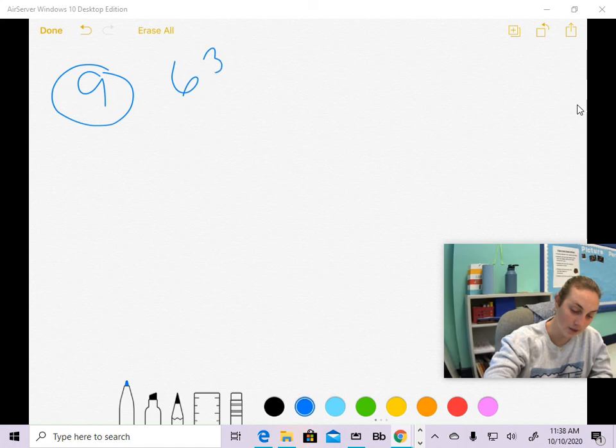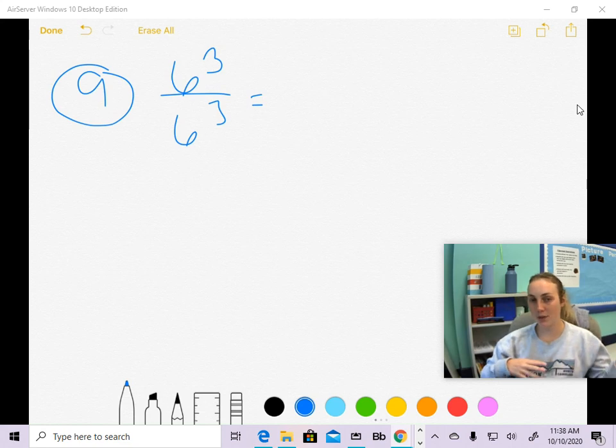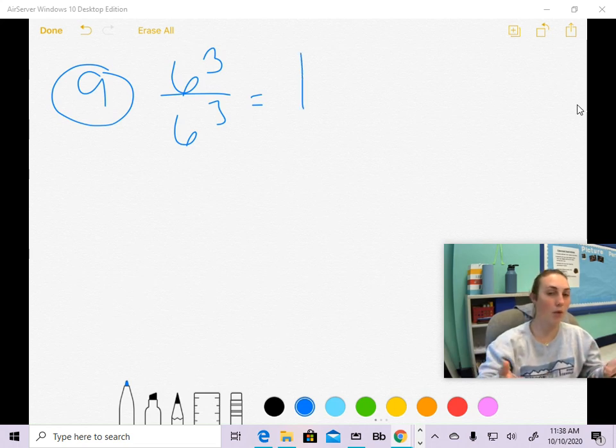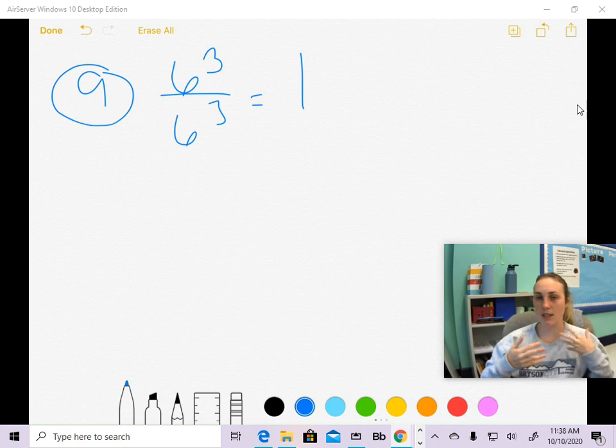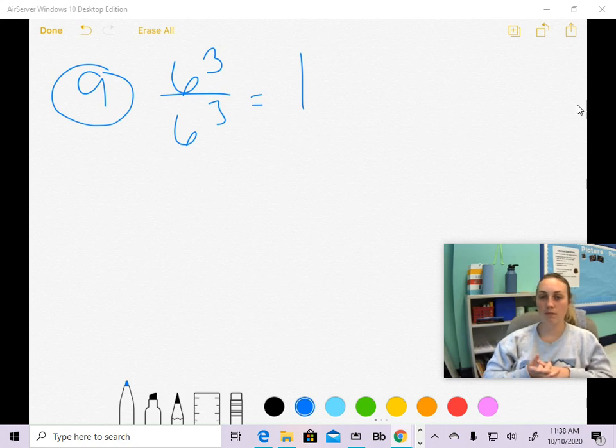Number 9 has 6 over 3 over 6 to the 3rd power, 6 cubed over 6 cubed. I'm not going to focus too much on this one because in a fraction, if you have a number over the same number, it's always going to be 1. So for example, if you had 4 over 4, the answer is 1, because this would be a whole. So that would be 1.